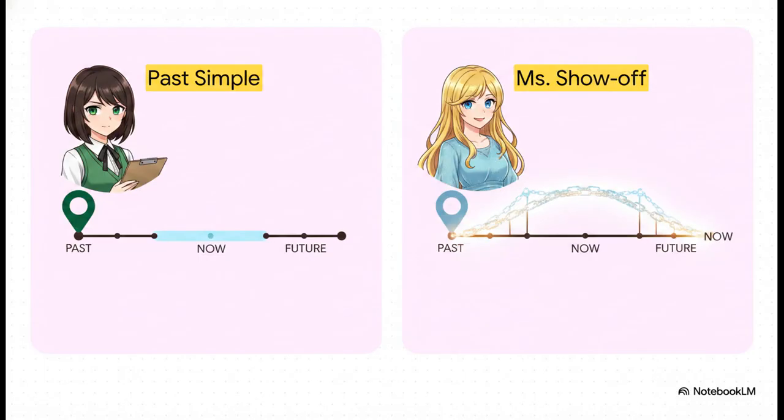Okay, so let's put our characters on the map. This visual makes the difference so clear. Miss Checklist sentences like, I worked late yesterday, just pinpoint a finished action in the past. See? It's a dot with no connection to the present. But on the other hand, Miss Show-Off sentences like, I have lived in this city for 7 years, build a bridge from the past all the way to the present. The action started back then, but it has a direct impact on the now.